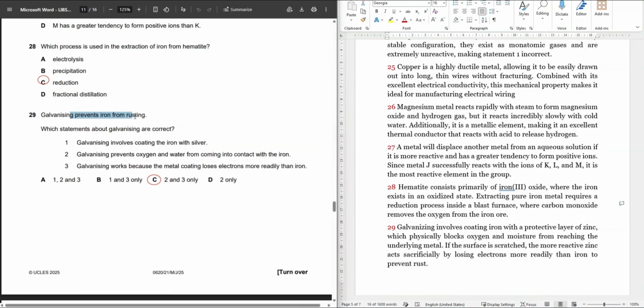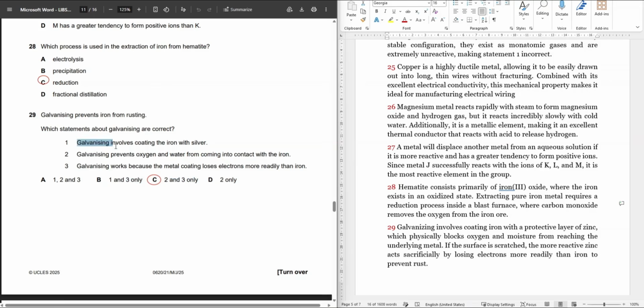All right, now let's move to our next question. Galvanizing prevents iron from rusting. Which statement about galvanizing is correct? Number one, galvanizing involves coating the iron with silver. Number two, galvanizing prevents oxygen and water from coming into contact with the iron. And number three, galvanizing works because the metal coating loses electrons more readily than iron. Out of these three statements, we have been given some choices for which is correct. Option C is correct: only statements 2 and 3 are correct.